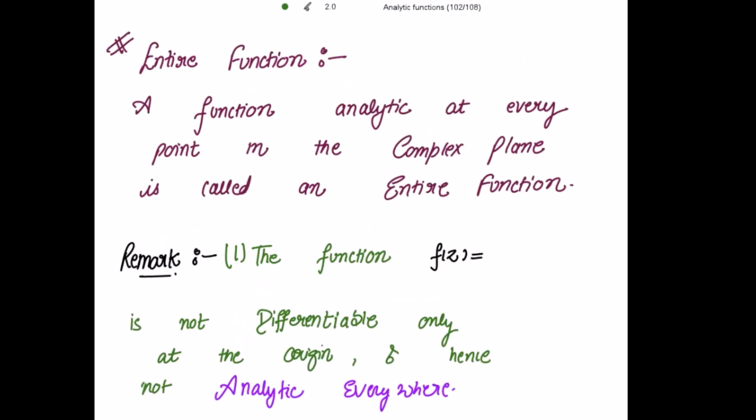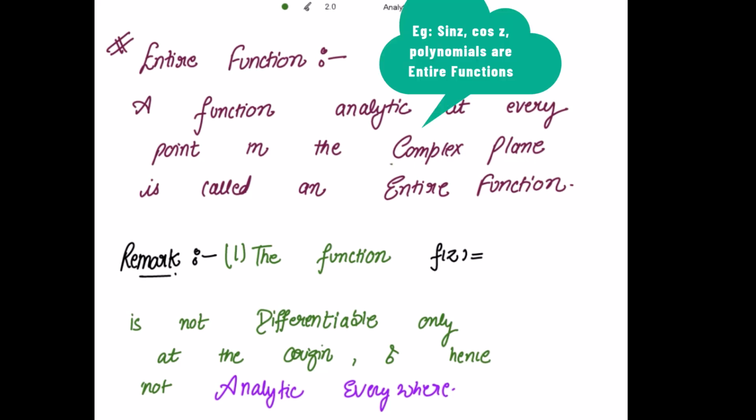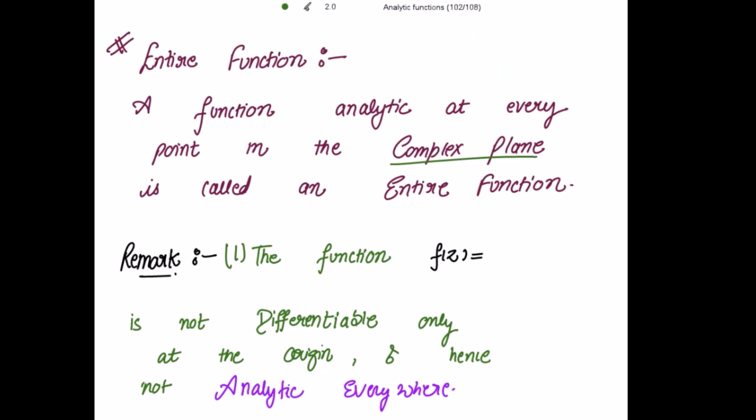Next, the entire function. A function analytic at every point in the complex plane is called an entire function. For example, the functions sin z, cos z, and exponential functions are all entire functions. These are analytic at every point in the complex plane.